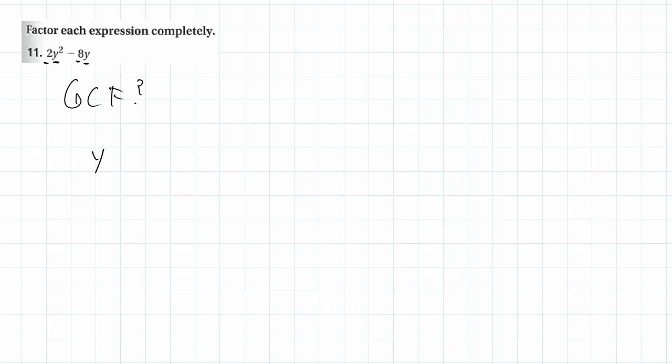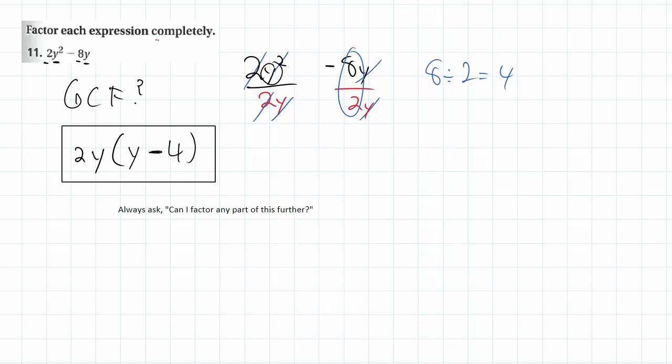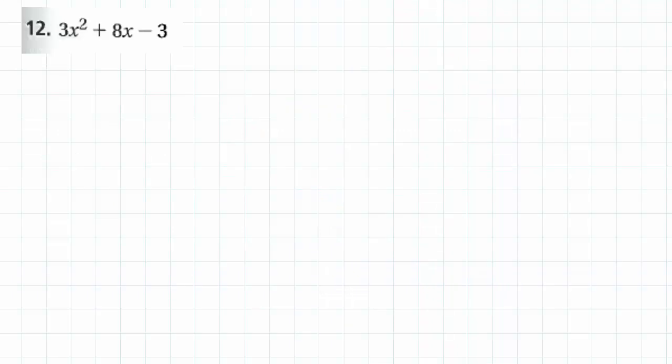For factoring, you always want to check if you can pull out a GCF, a greatest common factor. I can pull out both a y and a 2 because these numbers are both even and they both have at least one y variable in there. When you're factoring, you're kind of dividing each term by that, but I write it on the outside. So when I pull the 2y out, I get y minus 4. And you always want to ask yourself, can I factor this further? Since y minus 4 can't be factored further, you're done.